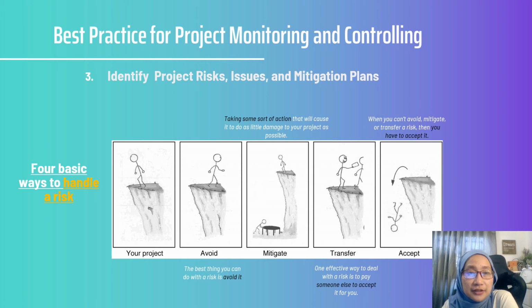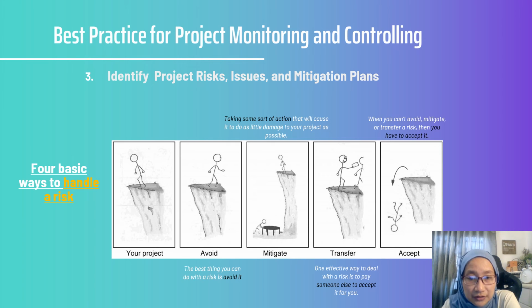The next point is you have to identify your project risks, issues and mitigation plan. There are 4 ways to handle risk. So what are the 4 ways? We have 4 techniques. The first one is to avoid, the second is to mitigate, the third one is to transfer, and the last one is just to accept it.